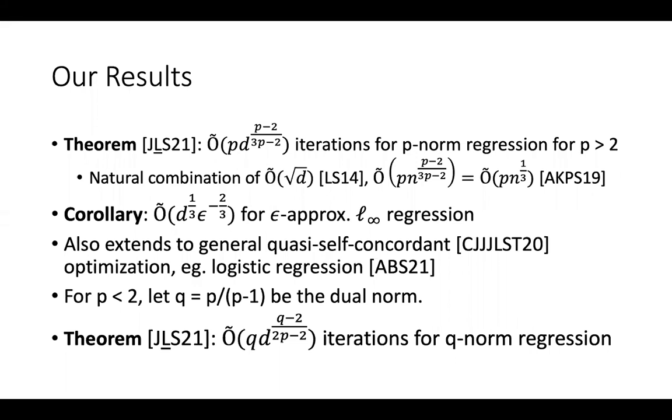Also, while p less than 2 is not the focus of the talk, I should mention that we do derive some results for p less than 2. For p less than 2, it's useful to let q be the dual norm of p, so that q is greater than 2. In this setting, we give an algorithm that has q d to the (q-2)/(2q-2) iterations for q-norm regression. So in this sense, our iteration cost is actually closer to q times square root d instead of q times d to the 1/3. And it's an interesting open problem to get something that looks more like q d to the 1/3 for the case p less than 2.